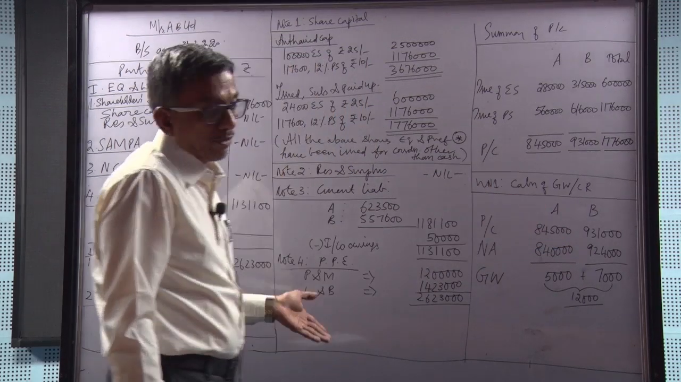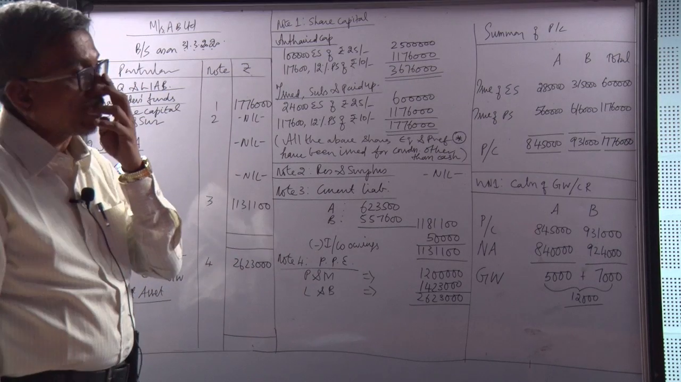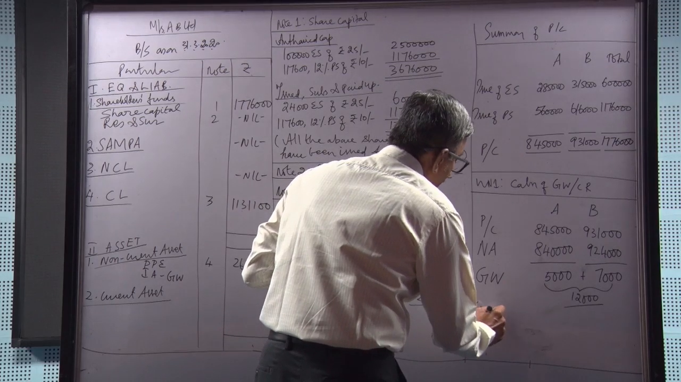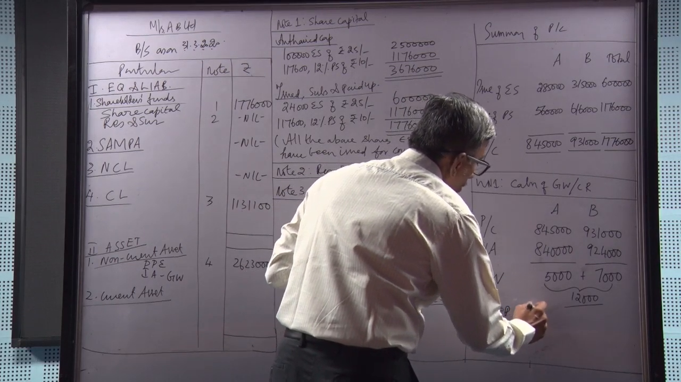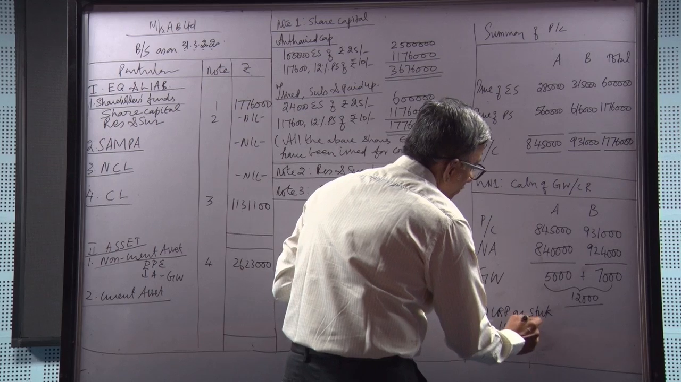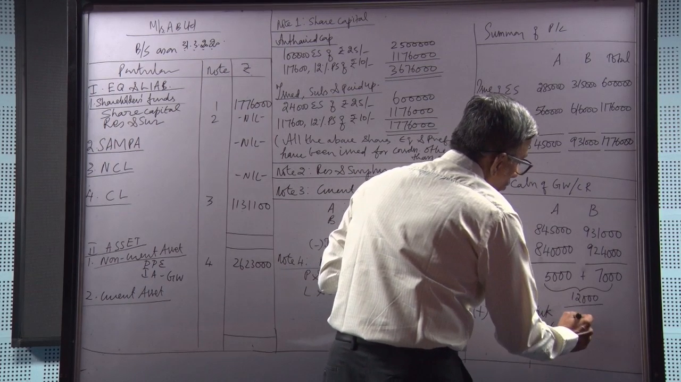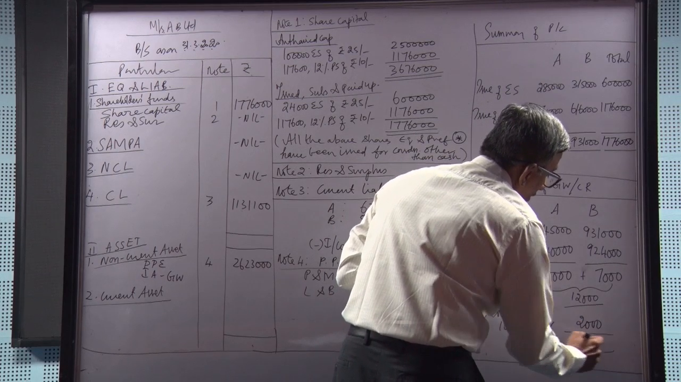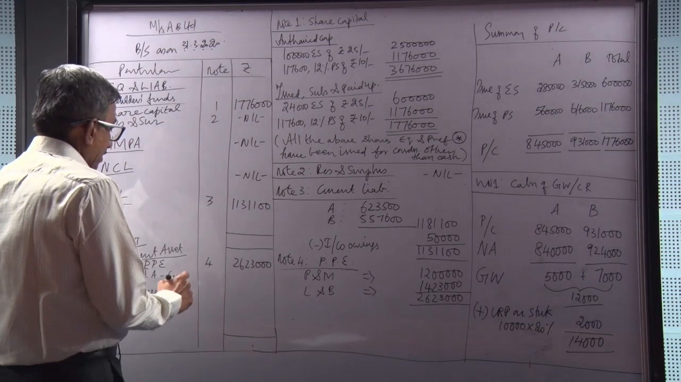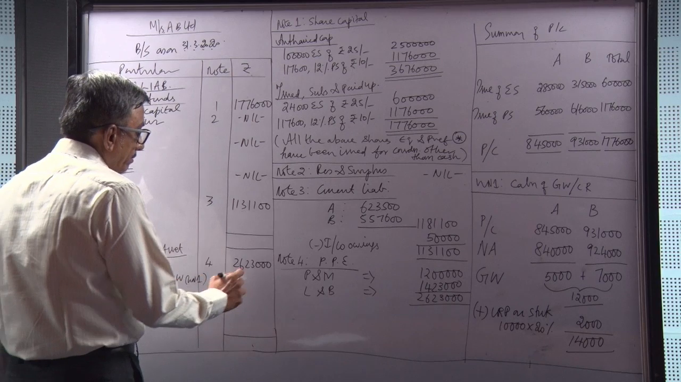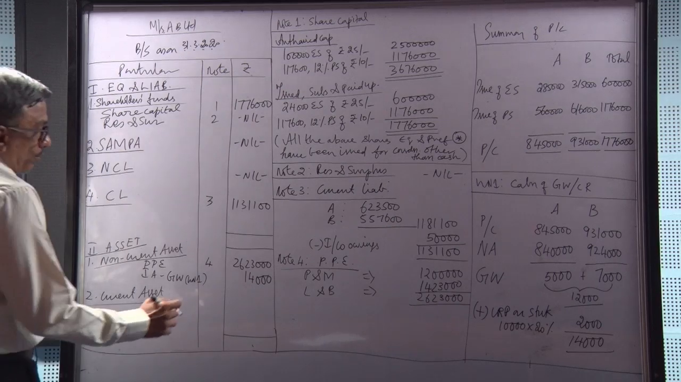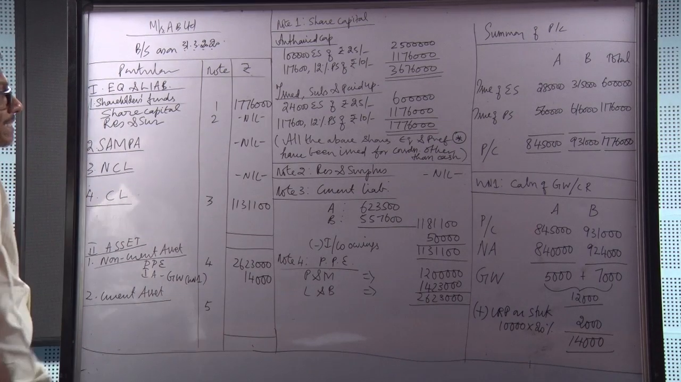The journal entry for that will be what? Goodwill account debit to stock account. So goodwill will increase, stock will decrease. So you have to add that also. Add unrealized profit on stock. It is 10,000 into 20%, 2,000 rupees. Therefore, the total goodwill will be 14,000 rupees, not 12,000. So write here working note number 1, goodwill 14,000.